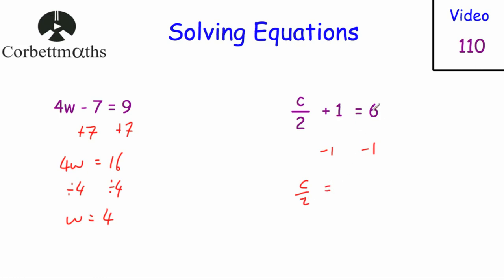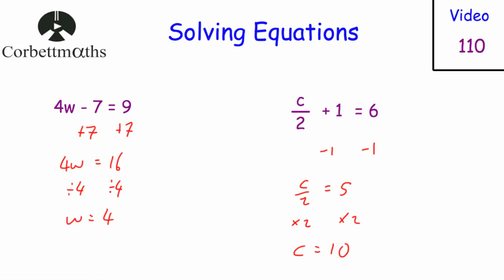And on the right-hand side of the equation, we had 6, we take away 1, so that's 5. Now we've got c divided by 2, so we're going to want to get rid of this divide by 2, so we're going to times by 2 and times by 2. So on the left hand side, we had c divided by 2, we times by 2 to get rid of the divide by 2, so that's going to leave us with c. And on the right hand side, we had 5 times 2, and 5 times 2 is equal to 10. So c is equal to 10, and that's it.